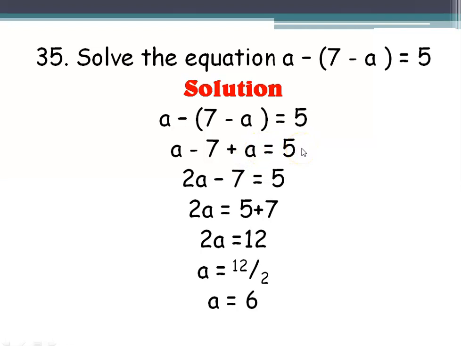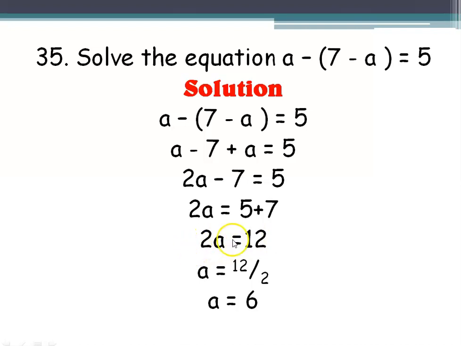Is that taken? Alright. So let's collect like terms now. a plus a will give me 2a, and then I have minus 7 is equal to 5. Okay, minus 7 is going to move to this other side to become plus 7. So 2a is equal to 5 plus 7. 5 plus 7 is 12. 2a is equal to 12.